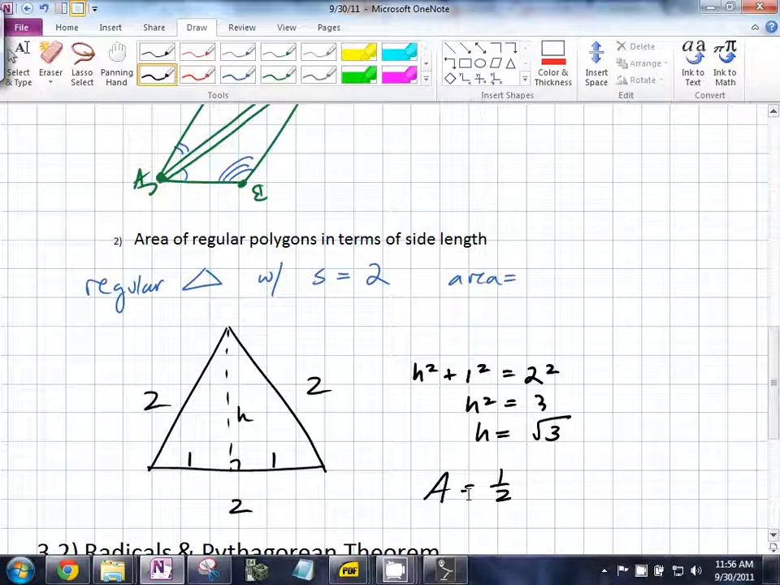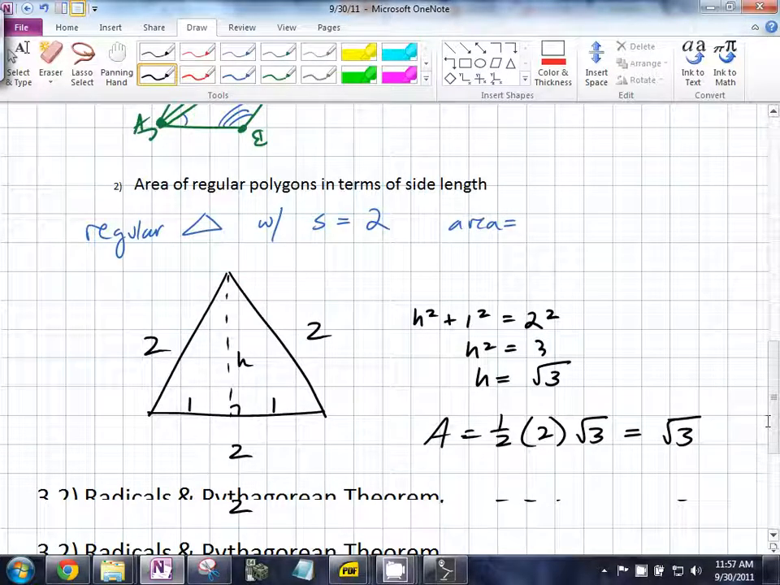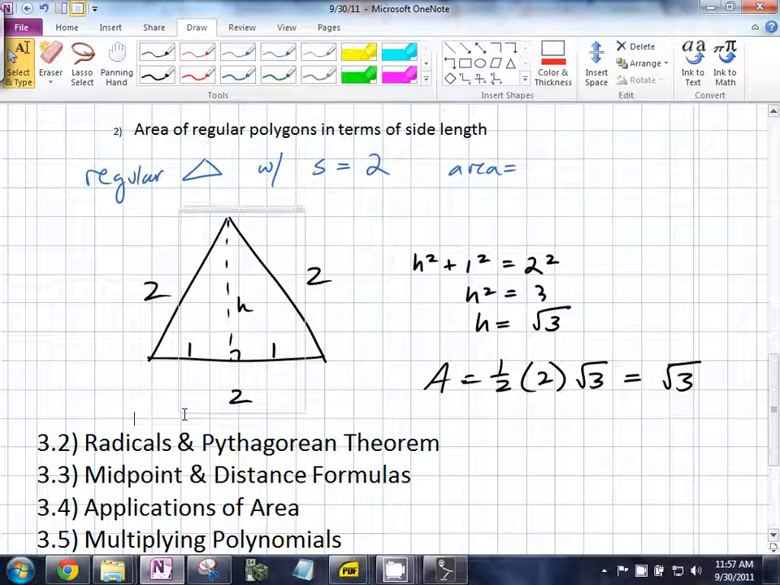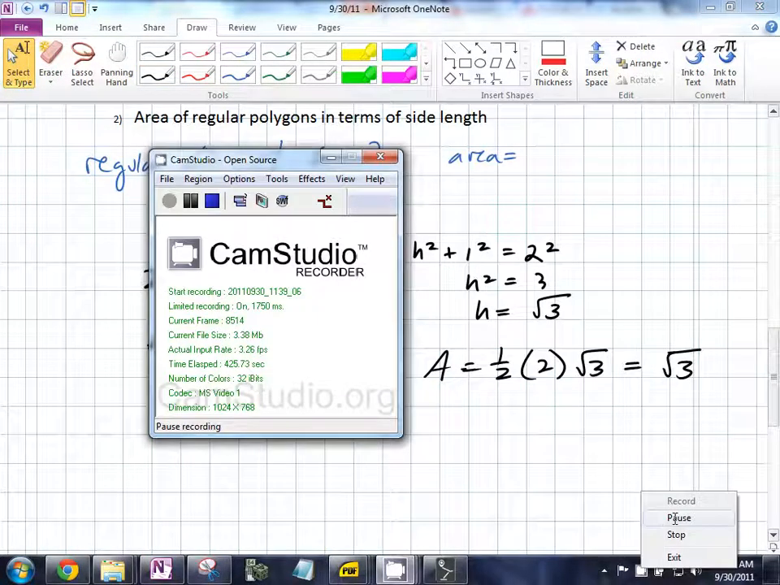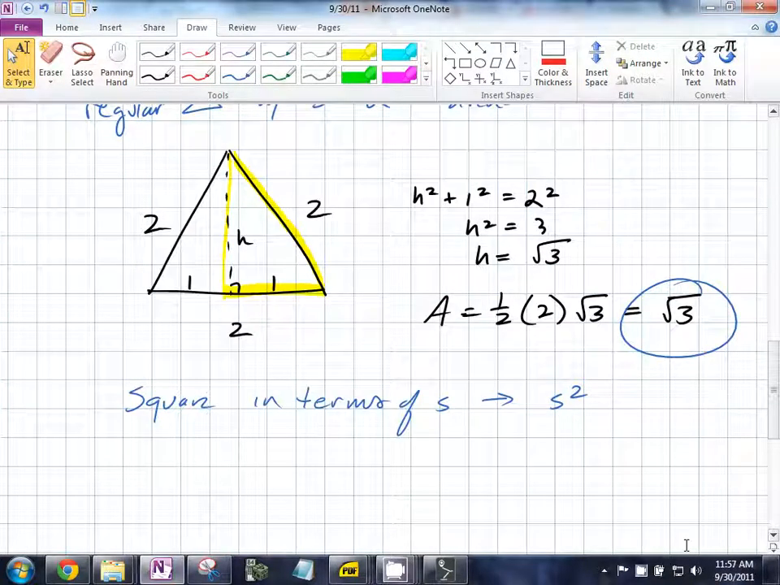I have a question. Yes. Where you had h squared, 1 squared. No. That was in terms of the side length of 2. So let's say I generalized this and went back to the triangle and said it was s, s, and s. What's the area of the triangle? If I did it in terms of s, s, and s, what's the area of the triangle? So you just did it in terms of 2. Now you need to do it in terms of s.